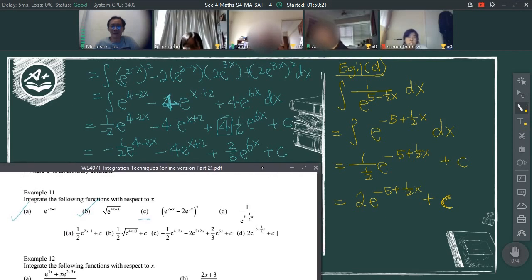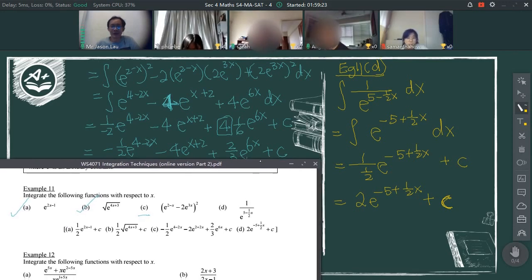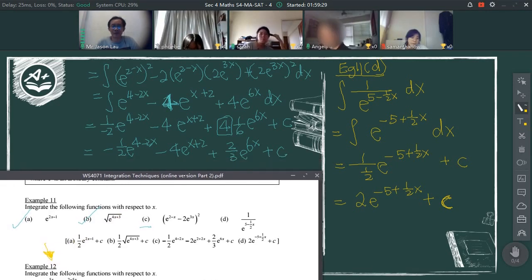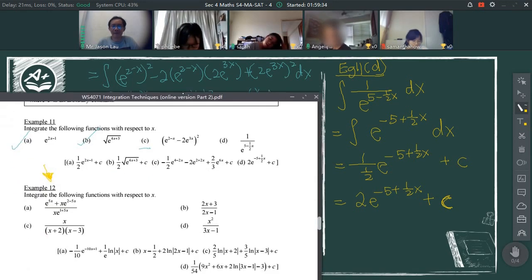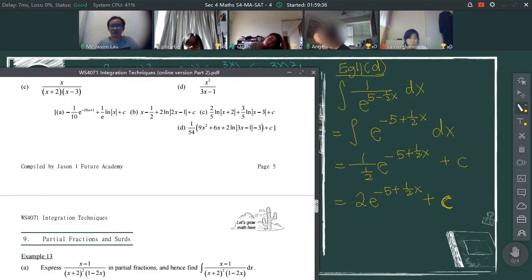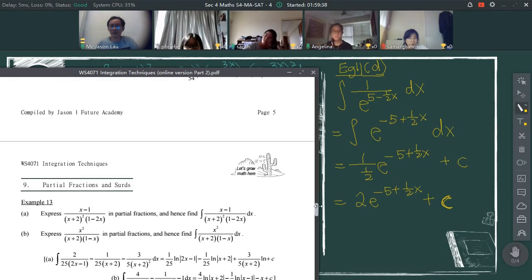And so the next time we come, we will touch on example 12. Okay, then example 12, and after that some other stuff. Then we are done. Example 12 is quite tedious, because you have to do, you remember partial fractions?